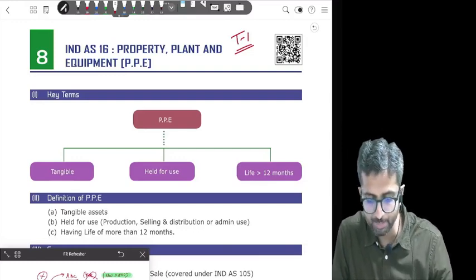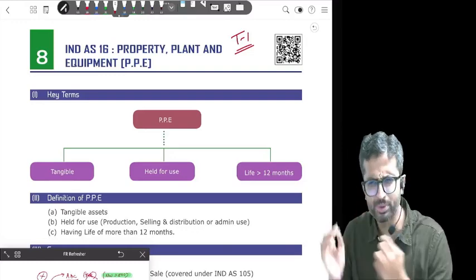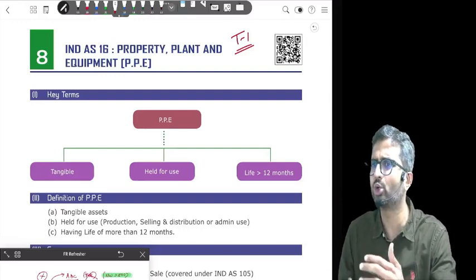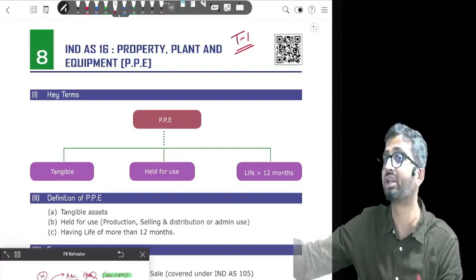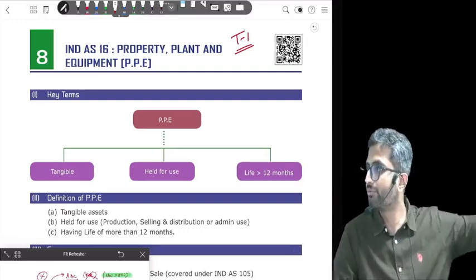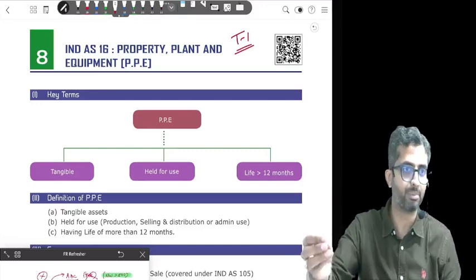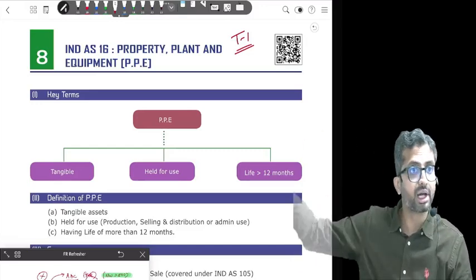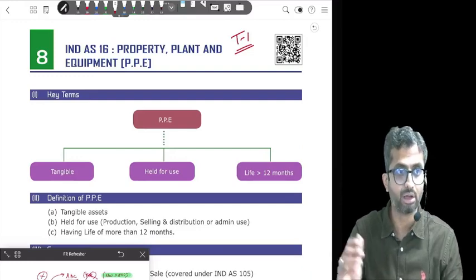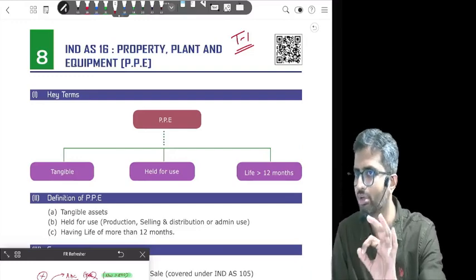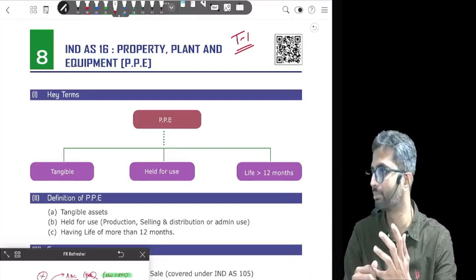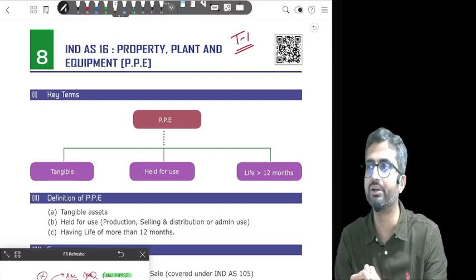Now this is regarding PPE. Next you go to scope. Scope generally will tell you what is covered, more importantly what is scope exclusion. So if you meet the three criteria, it is PPE. If you meet the three criteria, it is PPE except... well, there are three main exclusions. First, there is something called non-current assets held for sale.